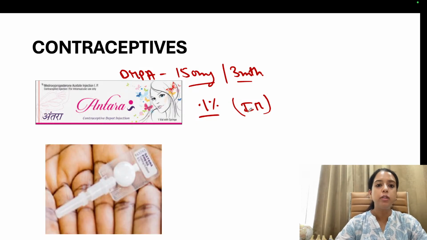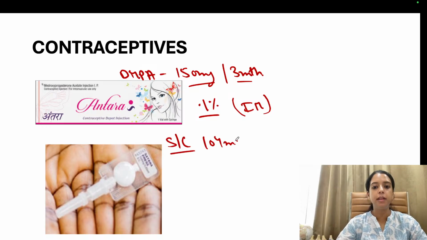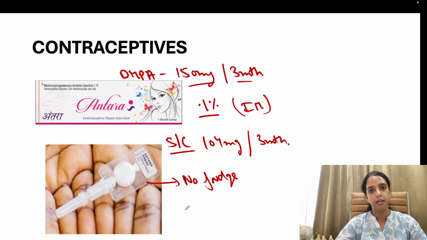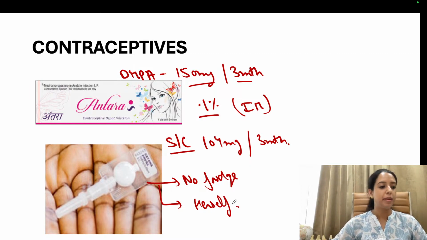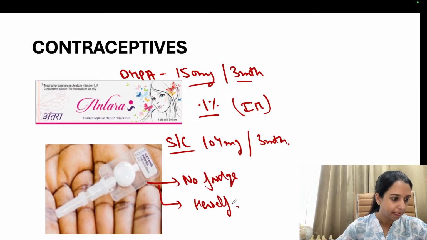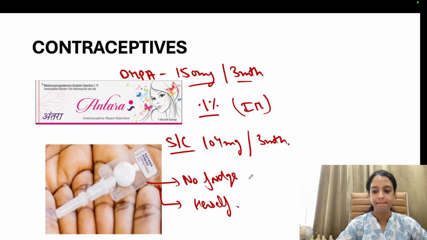DMPA, right? A new medroxyprogesterone acetate injection is coming, called SynaPress. It is a subcutaneous injection containing 104 milligram of medroxyprogesterone. It will be repeated every 3 months, but it is given subcutaneously. So the patient can take it herself. The good thing about SynaPress is there is no need of a fridge, whereas Antara has to be refrigerated. The patient does not need to go to the doctor to take SynaPress. So SynaPress is a subcutaneous injection. ठीक है.